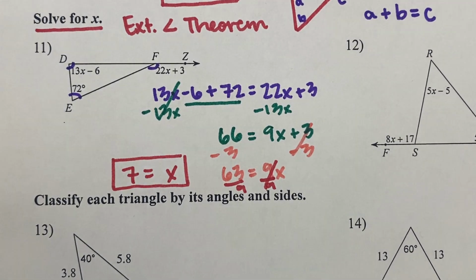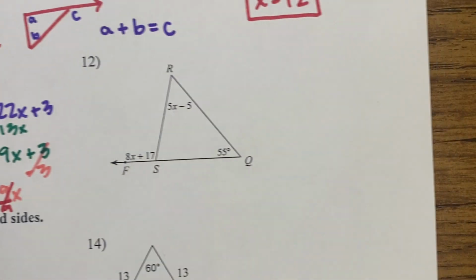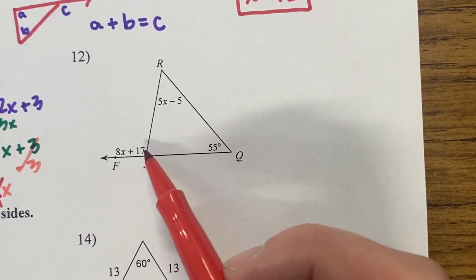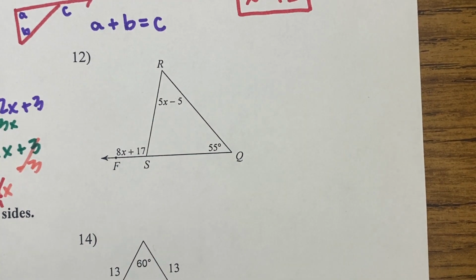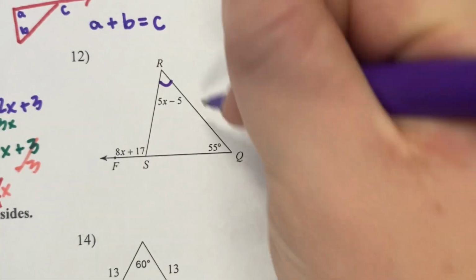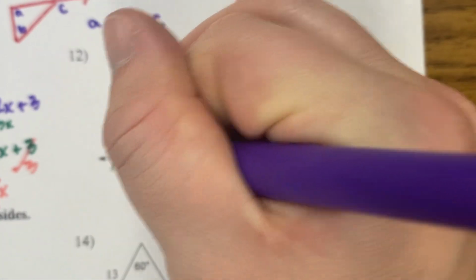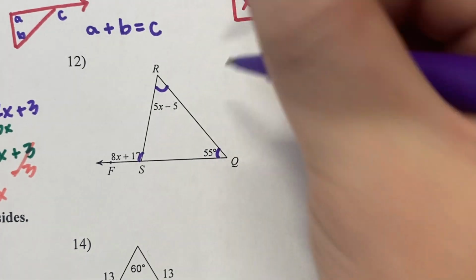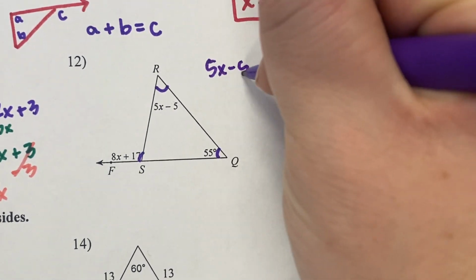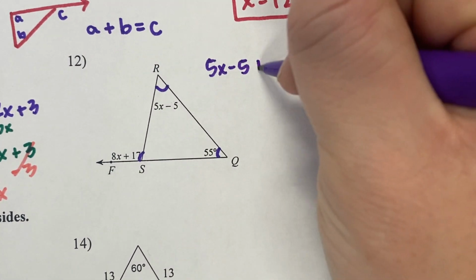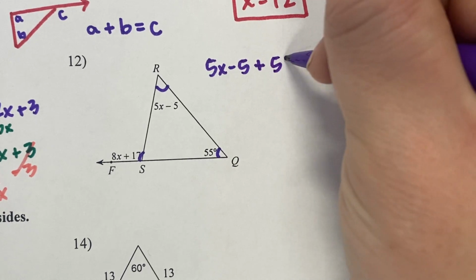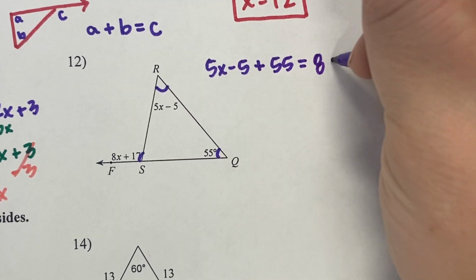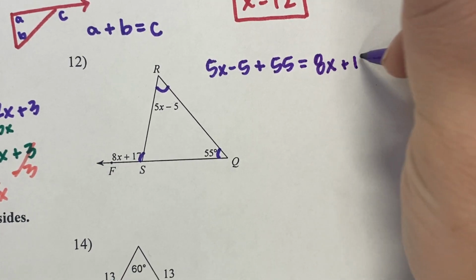And there we go. So in number 12, same thing. We have these interior angles and our exterior angle. Well, we know that the interior angles added together equals the exterior angle. So let's set up our equation. I have 5x minus 5 is my first angle, plus 55, my next angle, is equal to the exterior angle, 8x plus 17.